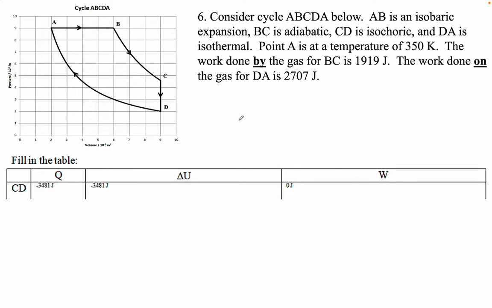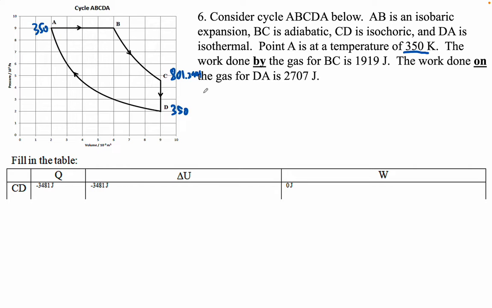Okay, so let's take a look at CD. This is our isochoric cooling. Now from previously, we know that this temperature is 801.2999 something, right? We know that D is at 350 degrees, right? Because point A is at 350, and this is an isothermal process, right? So if it's 350 here, it's got to be 350 at the beginning of it, right?